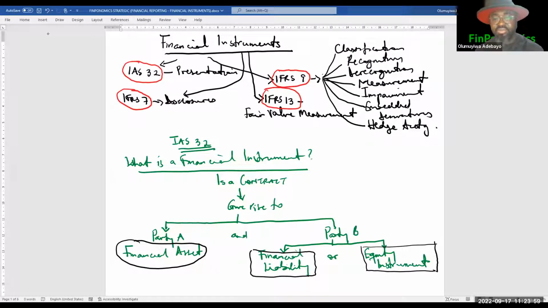Now, to further break this down, we need to provide more clarity to this. And the clarity is to understand what is a financial asset, what is a financial liability, and what is an equity instrument. But before we talk about that, we ask ourselves, why this contract in the first place? This contract is usually between two parties. Okay? Party A is usually considered the surplus unit.